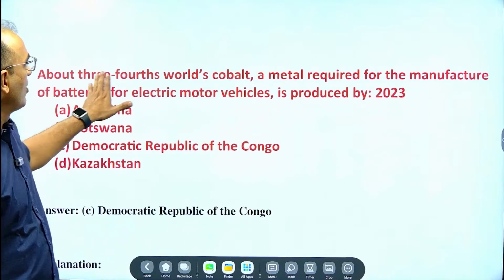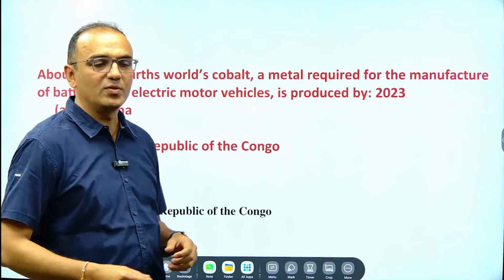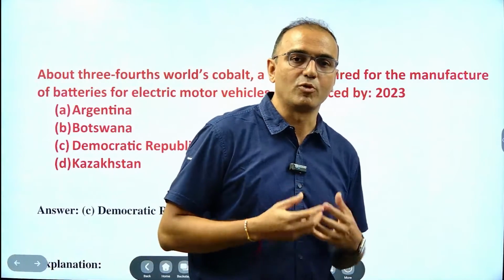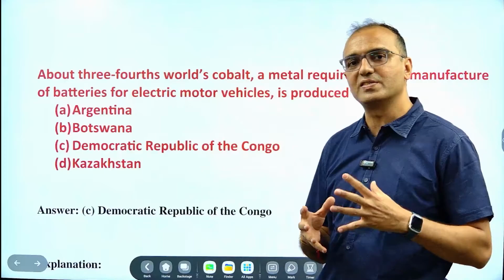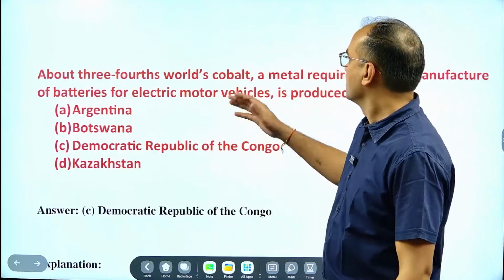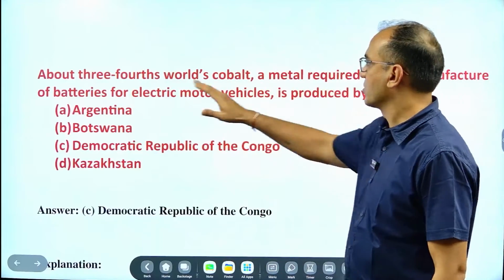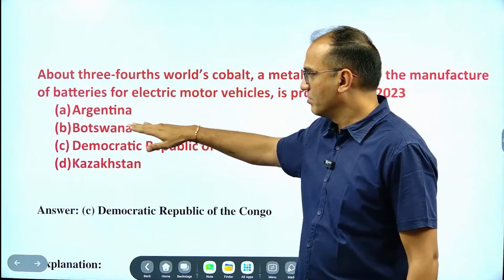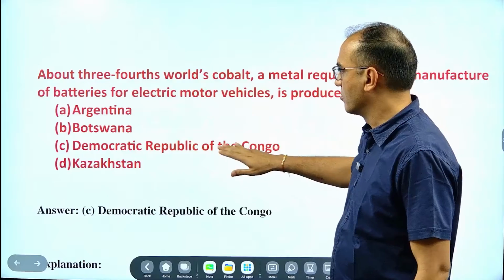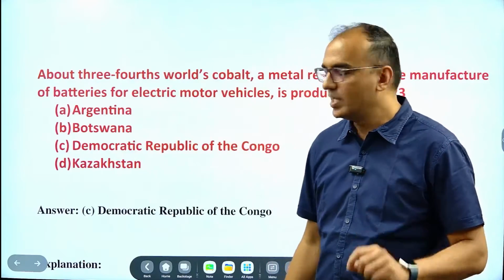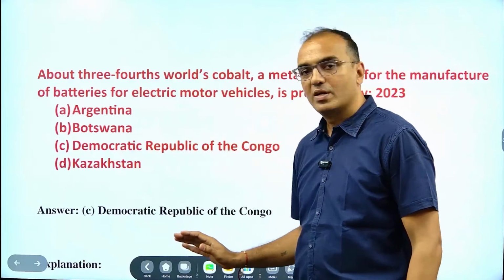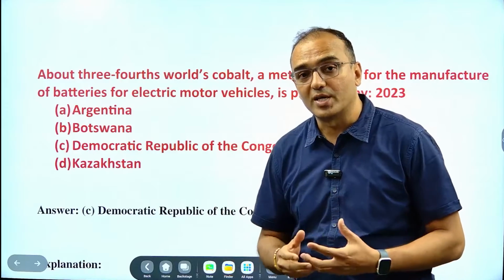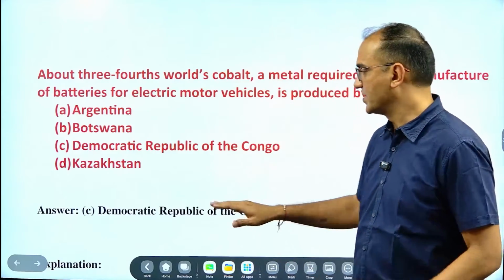Next, about 3/4 of the world's cobalt. Now you must be hearing a lot about cobalt now, because of the EVs and semiconductors, these chips. A metal required for the manufacture of batteries for electric motor vehicles is produced by Argentina, Botswana, Democratic Republic of Congo, and Kazakhstan. The answer is C, Democratic Republic of Congo, right? So most of this cobalt is locked up there, right? So the answer is C.